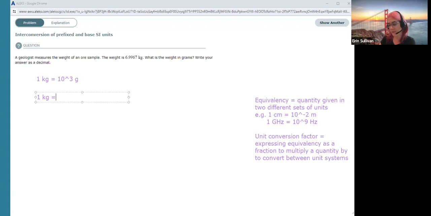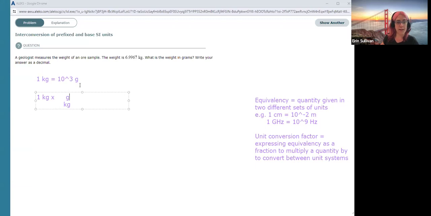So 1 kilogram times, and then my unit conversion: you want to have the units you want to get rid of on the bottom. So I always teach, just write the units first and don't care about the numbers, and then we'll fill the numbers in later. So I want kilograms on the bottom so it cancels, grams on the top.